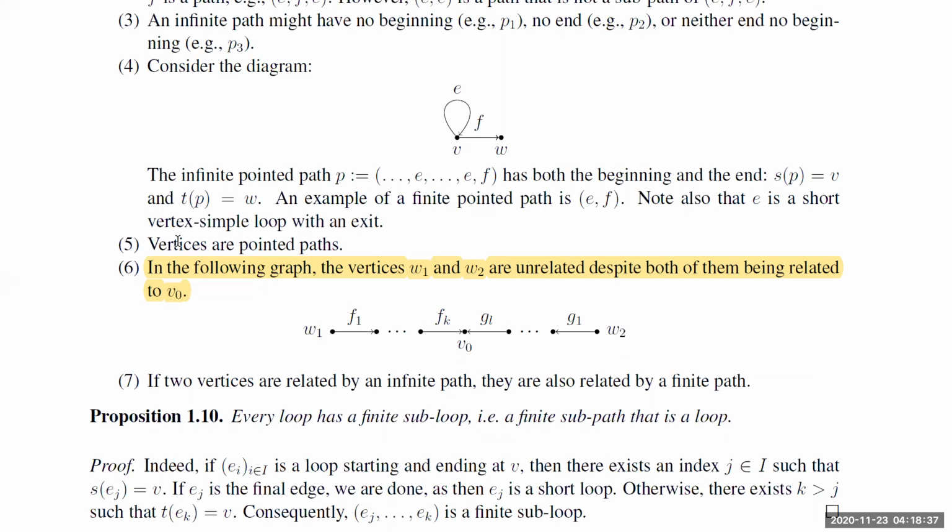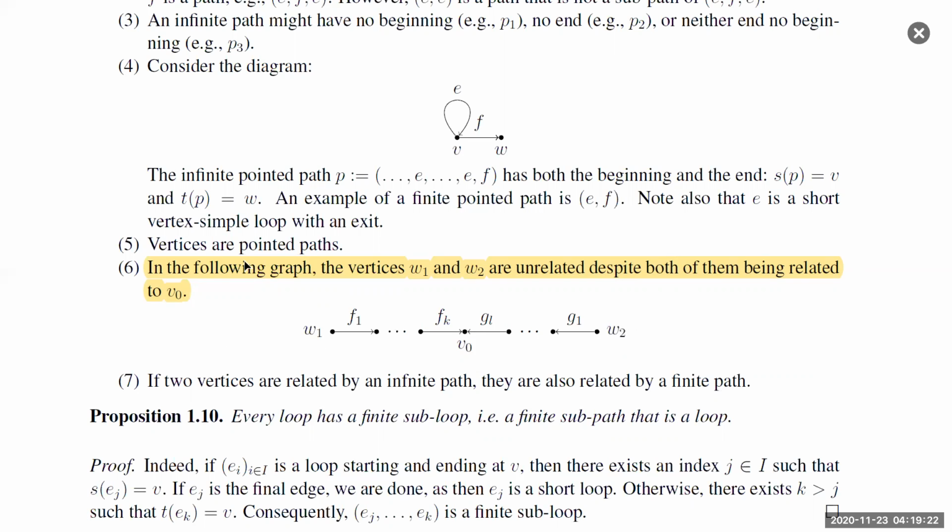Okay, but look at the following graph here in this remark number 6. In this graph, the vertices W1 and W2 are unrelated because there is no path from W1 to W2 or from W2 to W1. They are connected, but they are not related. And this is despite the fact that they are both related to vertex V0. So W1 is related to V0. V0 is related to W2. But this is not a transitive relation. It's a reflexive relation, as we just established, but it's not transitive. And here we have that W1 is not related to W2, despite both of them being related to V0.